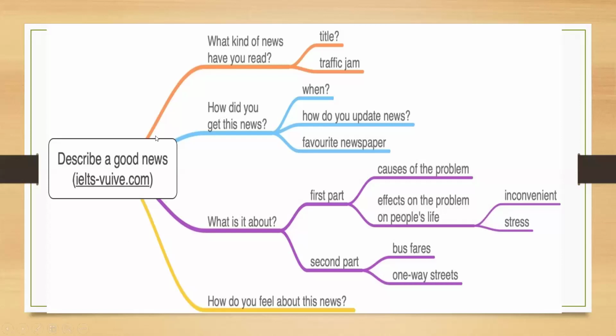So one main topic, describe a good news. Here, the central theme or the cue card here is good news. Develop a mind map like this. It makes it a lot easier when you begin to speak. You start by, so they ask you, describe a good news. You can really start by asking yourself, okay, what kind of news have I read today? Well, the news I have read today is about traffic jam.